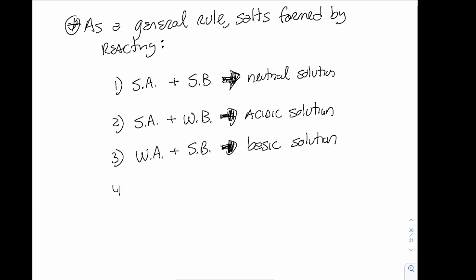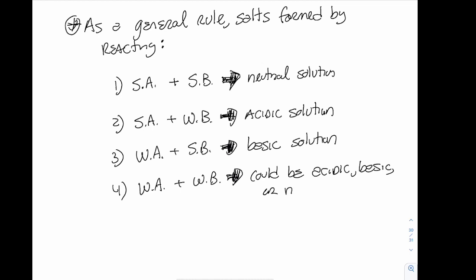And then number 4, our only other combination we haven't looked at, a weak acid plus a weak base. In this one, it really depends on the relative strength of that acid or base. So it could be, these are horrible arrows by the way, sorry, acidic, basic, or neutral. It just really depends which of those two is stronger.